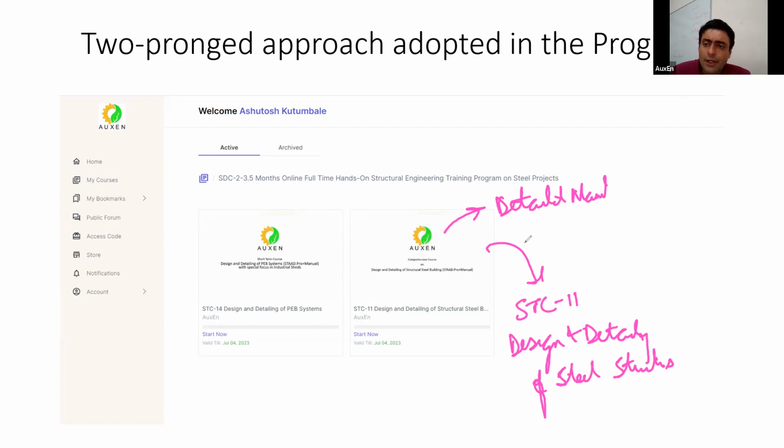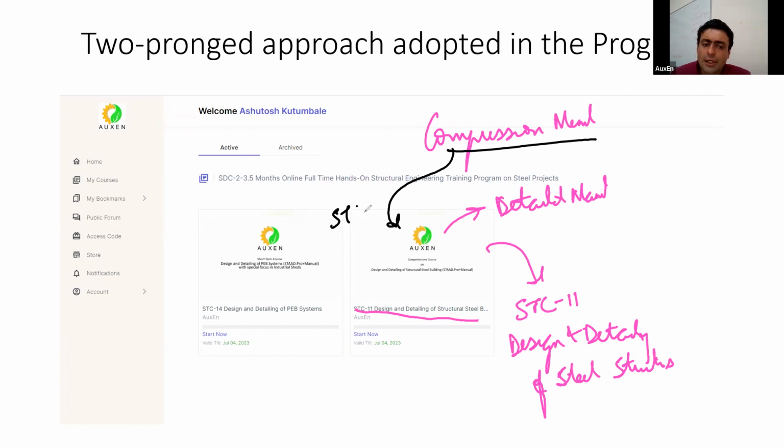So if you have any theoretical doubt related to steel structure, you can very easily go to STC-11 to resolve your doubts. From time to time, we will tell you to refer to a particular session. For example, when we are discussing compression member design and there is a particular point I want you to focus on, I will tell you to go to STC-11 session number 13, and you will be able to watch this concept in detail. That is how it will work.